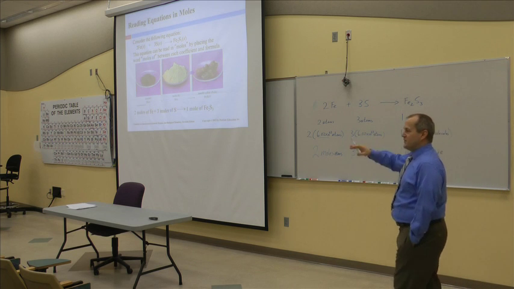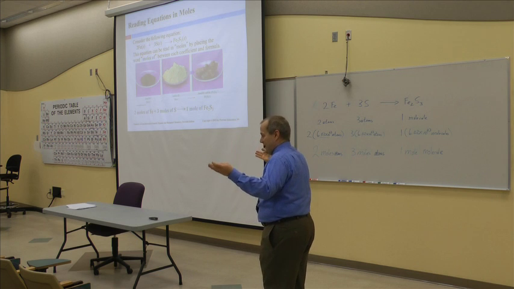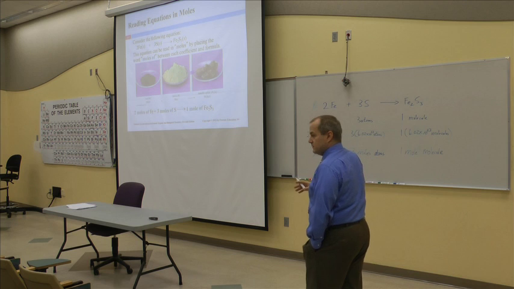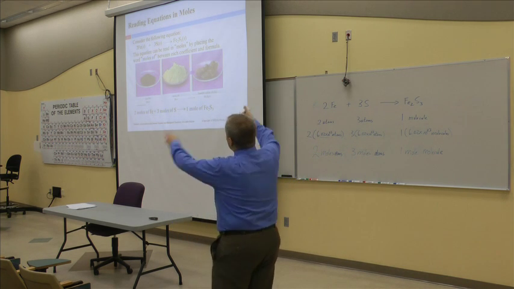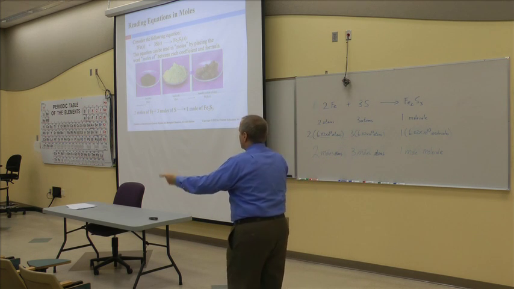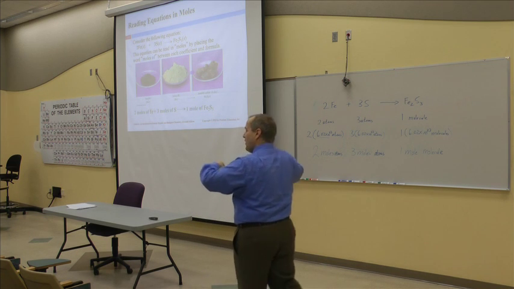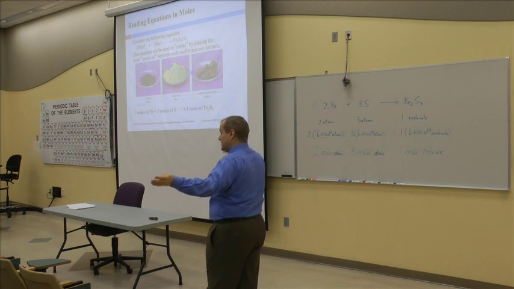Now you can speak in terms of atoms. We normally don't because one atom is not any kind of material to speak about. But a mole is a lot. Okay? So we generally speak in terms of moles. So if I were to read that equation to you, I would say 2 moles of iron plus 3 moles of sulfur gives me 1 mole of iron 3 sulfide. Okay? That's just what it means.